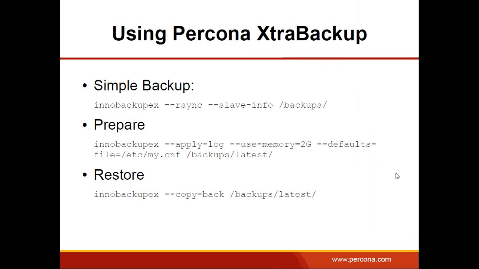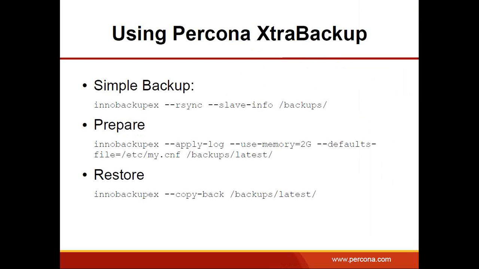A simple option is to take a backup. It's running innobackupex with rsync, no lock to eliminate locks, and slave-info if you are taking this from a slave. It will write the output to backups, and after that you will need to prepare it, because these files that we have are not consistent, right? We were copying files from a live server that was running and doing modifications during that time.